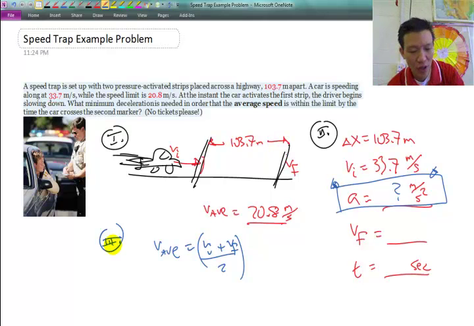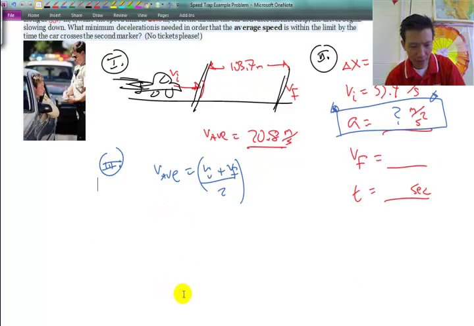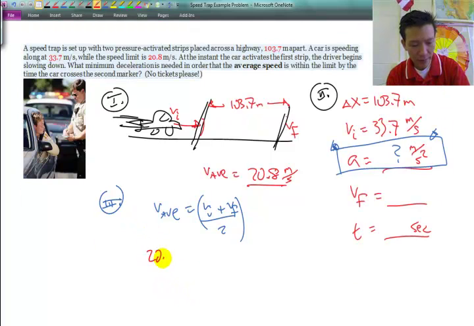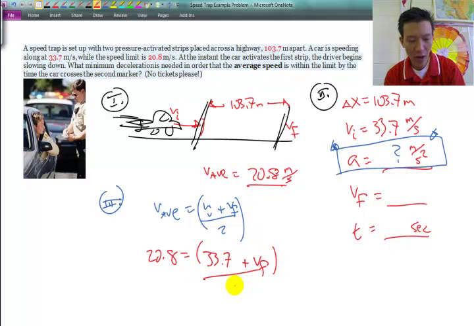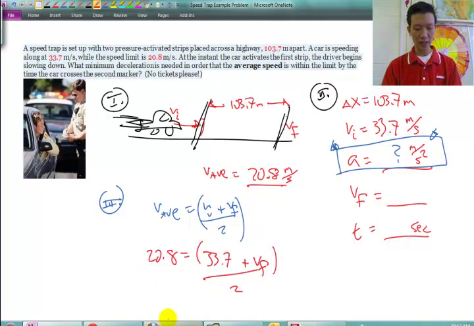VF plus VI over 2. So anyways, if the velocity average was 20.8 meters per second, in this case, my initial velocity was 33.7, and I want to find VF. Okay, how could I get my final speed so that my average speed is only 20.8 meters per second and I make the speed limit? All I do is multiply both sides by 2.